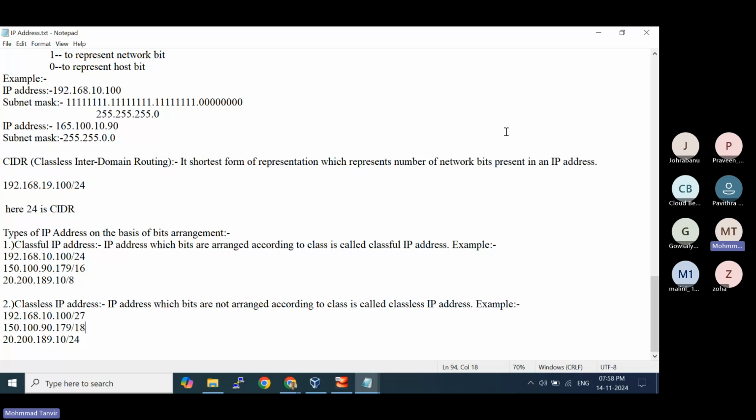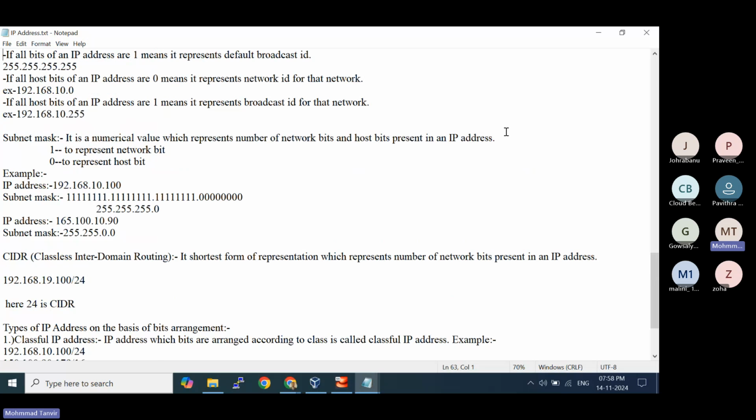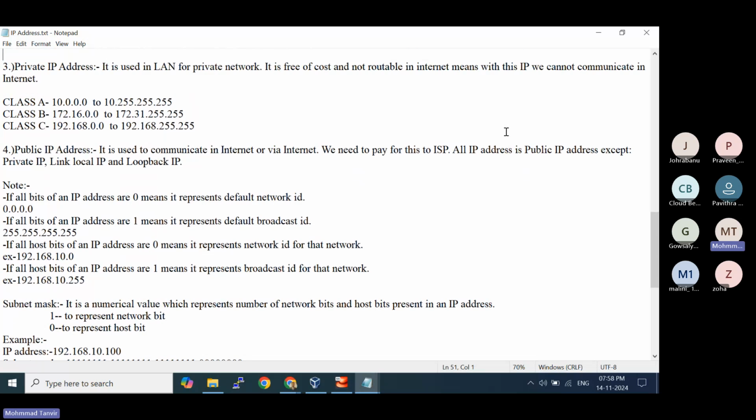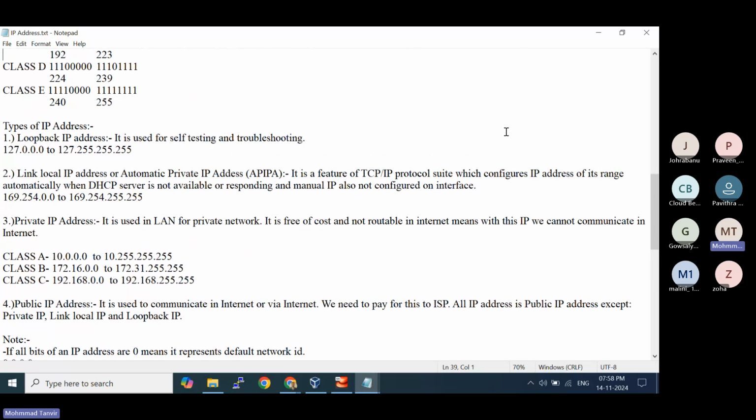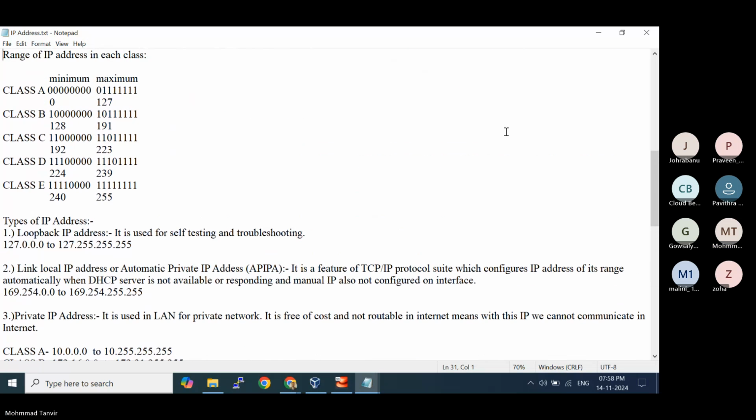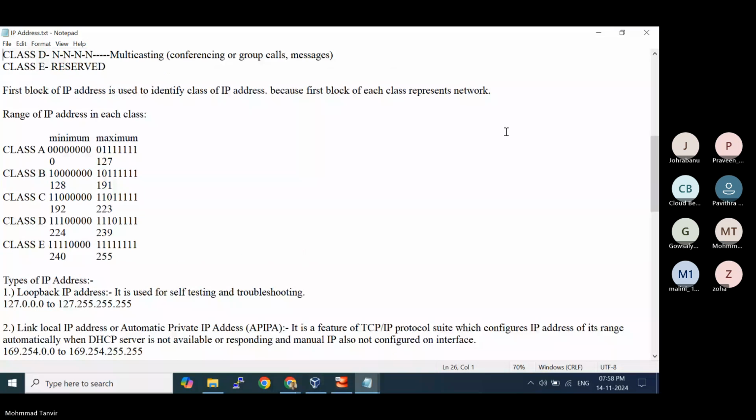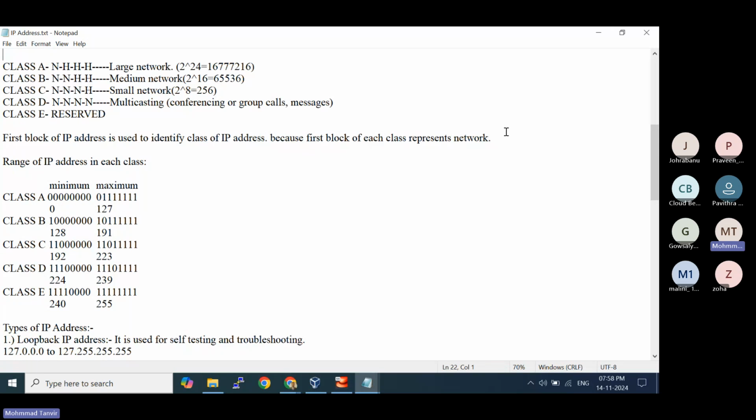So this much we have in IP address. Do you have any questions? Is it clear? In this IP addressing, you have to memorize some of the things, like the range of every type of IP address, plus the range of every class, and how many bits are network and host.